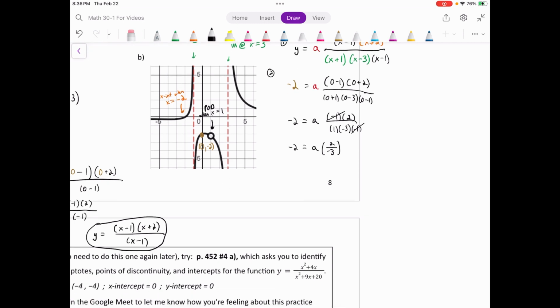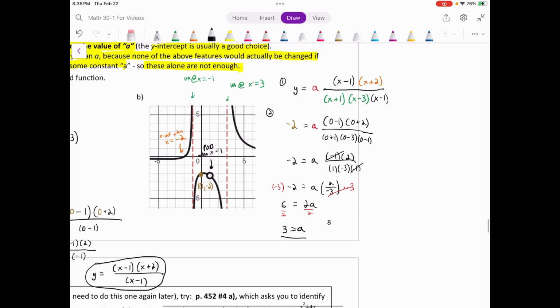Okay. And so now, if we multiply both sides by negative 3 to get rid of that, we get that positive 6 equals a times 2. So positive 6 equals 2a. Divide both sides by 2. 6 over 2 is 3. So a is 3. And there we go. Remember, that was all we were missing.